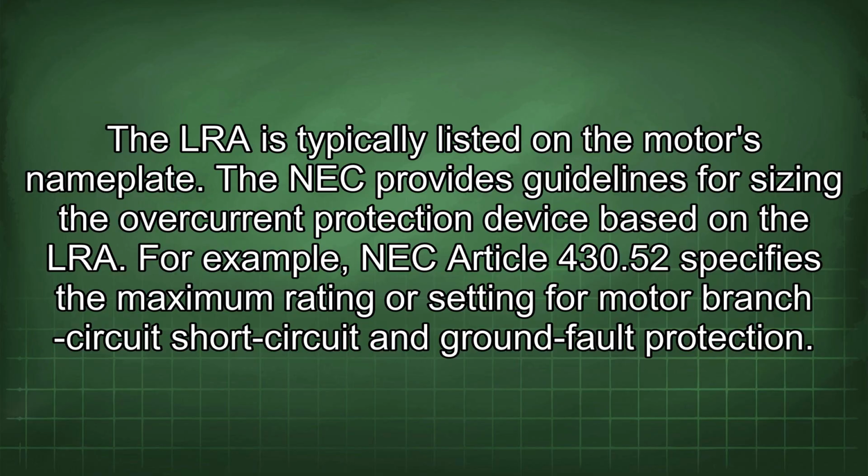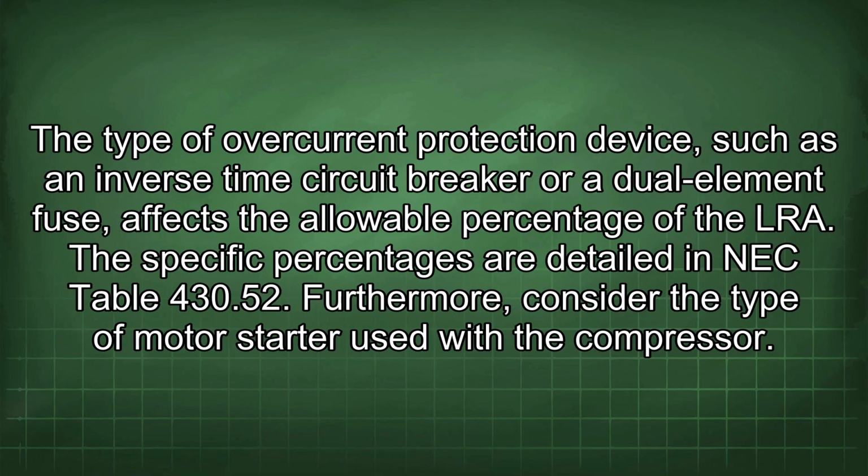The NEC provides guidelines for sizing the overcurrent protection device based on the LRA. For example, NEC Article 430.52 specifies the maximum rating or setting for motor branch circuit short circuit and ground fault protection. The type of overcurrent protection device, such as an inverse time circuit breaker or a dual element fuse, affects the allowable percentage of the LRA. The specific percentages are detailed in NEC Table 430.52.